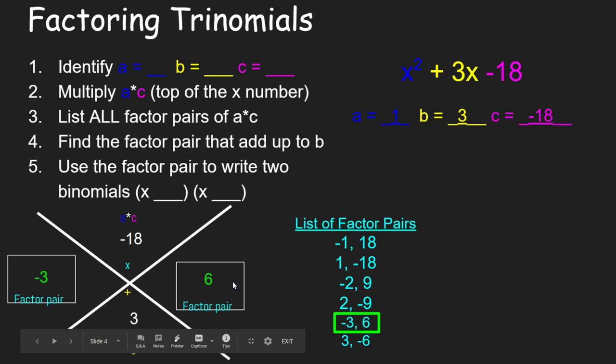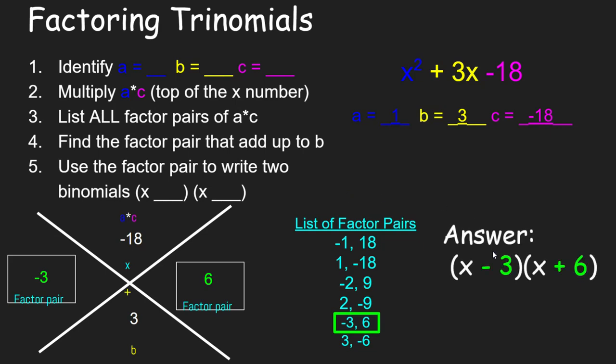So we can write those in the empty spaces. Those are the factors we will use to write our binomials. Our final answer, what we were looking to find, is 2 binomials, which we'll write as x minus 3 and x plus 6. The reason it's minus 3 is because the factor pair is negative 3 and positive 6. To check, you can say negative 3 times 6 gives us negative 18. Negative 3 plus 6 gives us a positive 3. So this is the factoring of this trinomial.